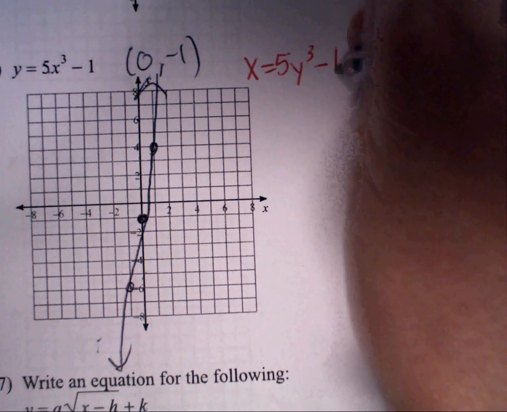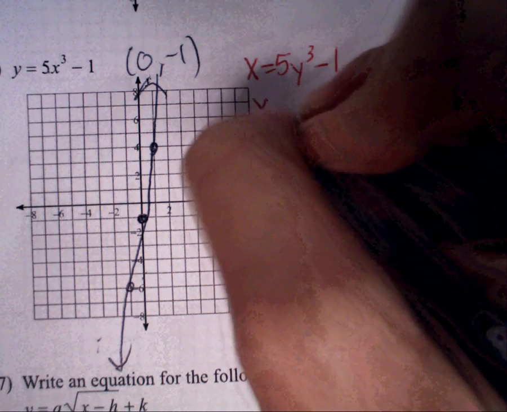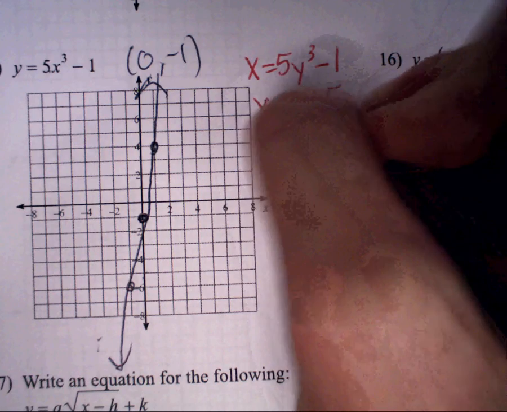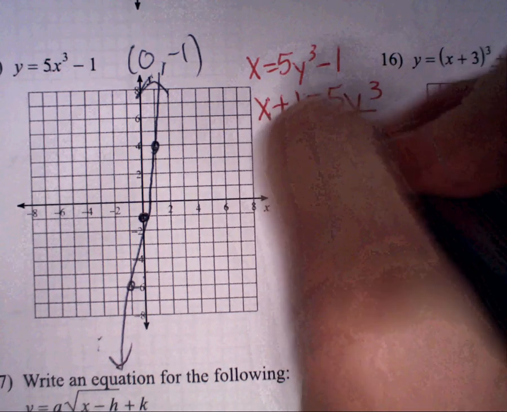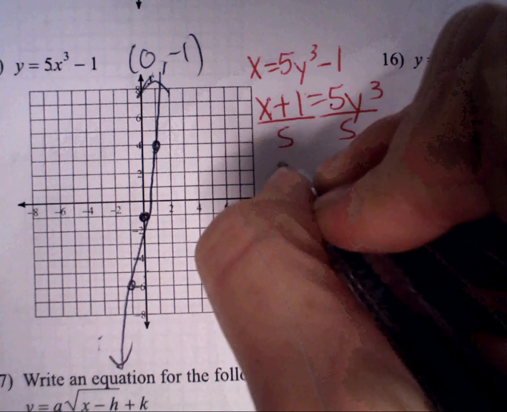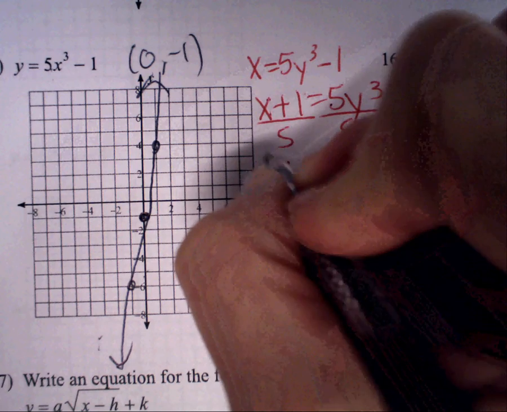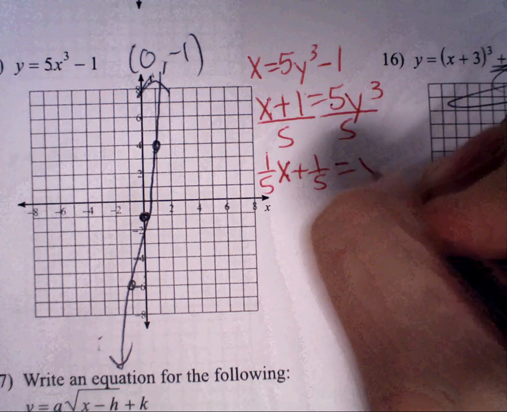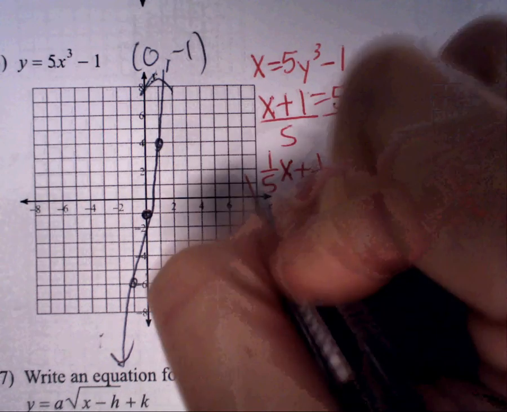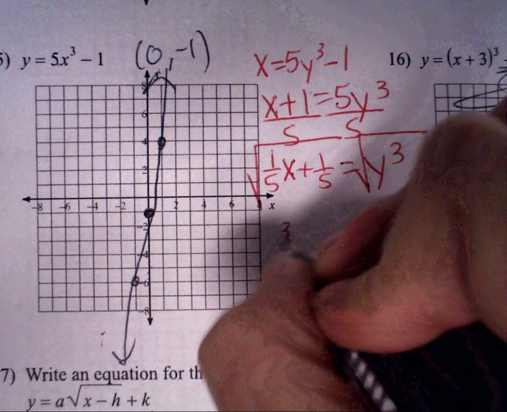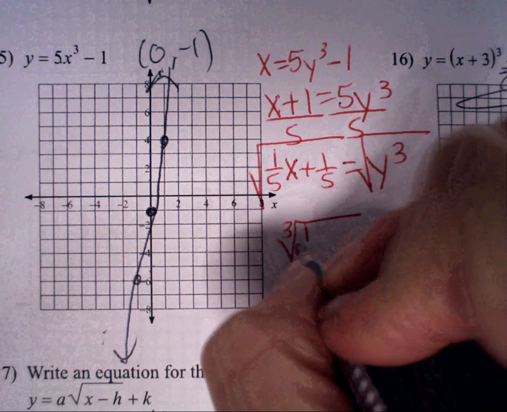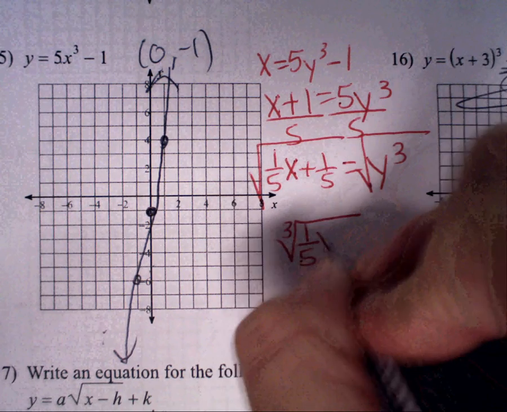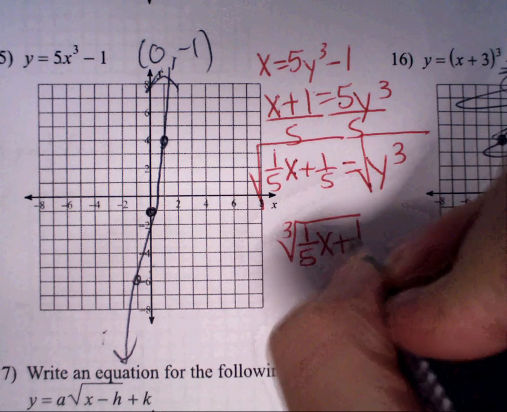So what I'm going to do is add 1. Before I can take the cube root of that, I need to divide by 5. I don't care if you leave it like that; technically it's 1/5 x plus 1/5. That doesn't matter to me. And now I can cube root it. Make sure you write that little 3 on the cube root.